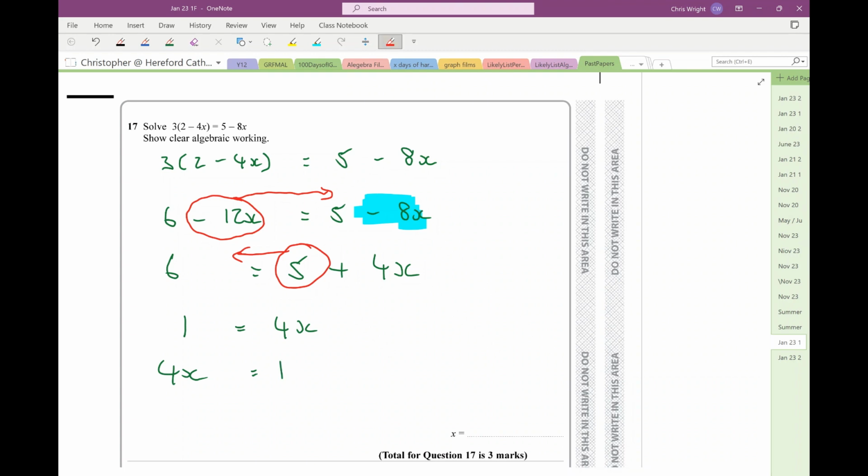And now I'm going to divide down my 4. So I'm going to end up with x equals 1 divided by 4, or a quarter. And that's question 17 done.